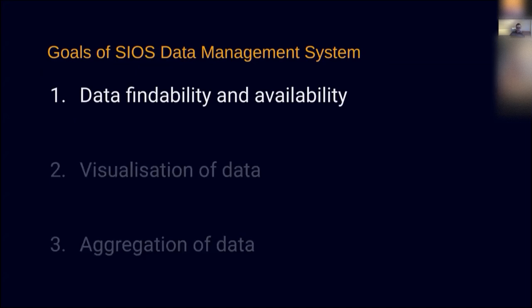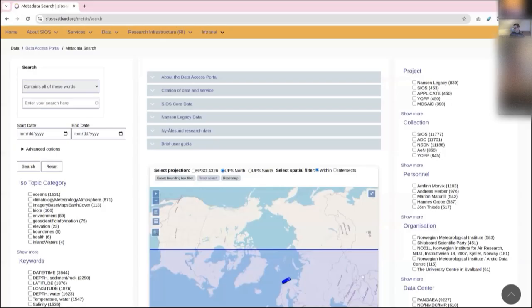So let's start at the beginning with findability and availability of data. Many of you will be familiar with this. This is the advanced search on the SciAS data portal. You can see that you can search for data using a selection of facets on the left and right hand side: when the data were collected, where in the world they were, some keywords, and so on.